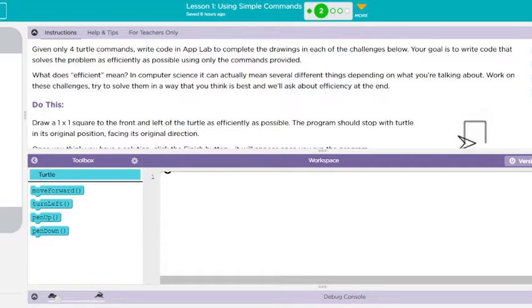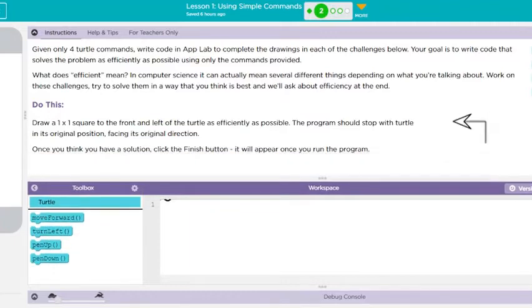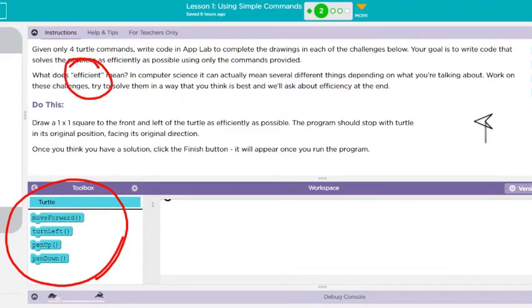Task 2 asks us to use simple commands, and it is literally a simple command. If we read the information at the top, it's reminding you that there are only 4 turtle commands. So if you look in this toolbox, you're going to see that there are only 4 turtle commands. They're asking you to write some code in an efficient way. So the word efficient means that you want to have as few blocks as possible when we're talking about coding.